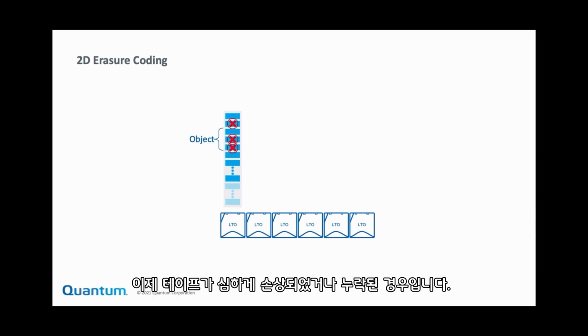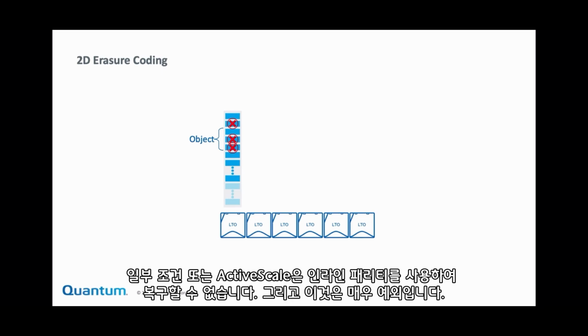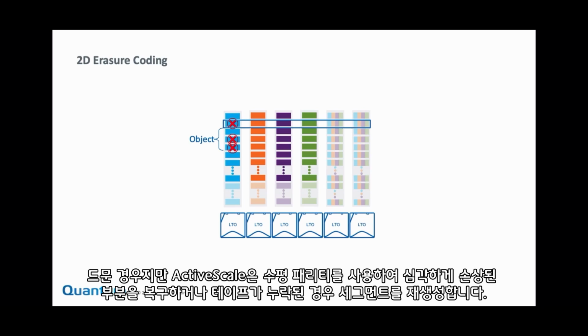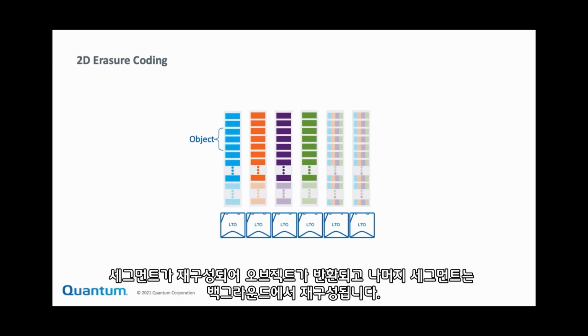Now what if that tape was severely damaged, or even missing, some condition where ActiveScale is unable to repair using the inline parity? And this is very much the exception. In the rarest case, ActiveScale will use the horizontal parity to recover a severely damaged segment or even recreate the segments in the case of a missing tape. Once the segment has been reconstructed, the object is returned and the remaining segments are reconstructed in the background.